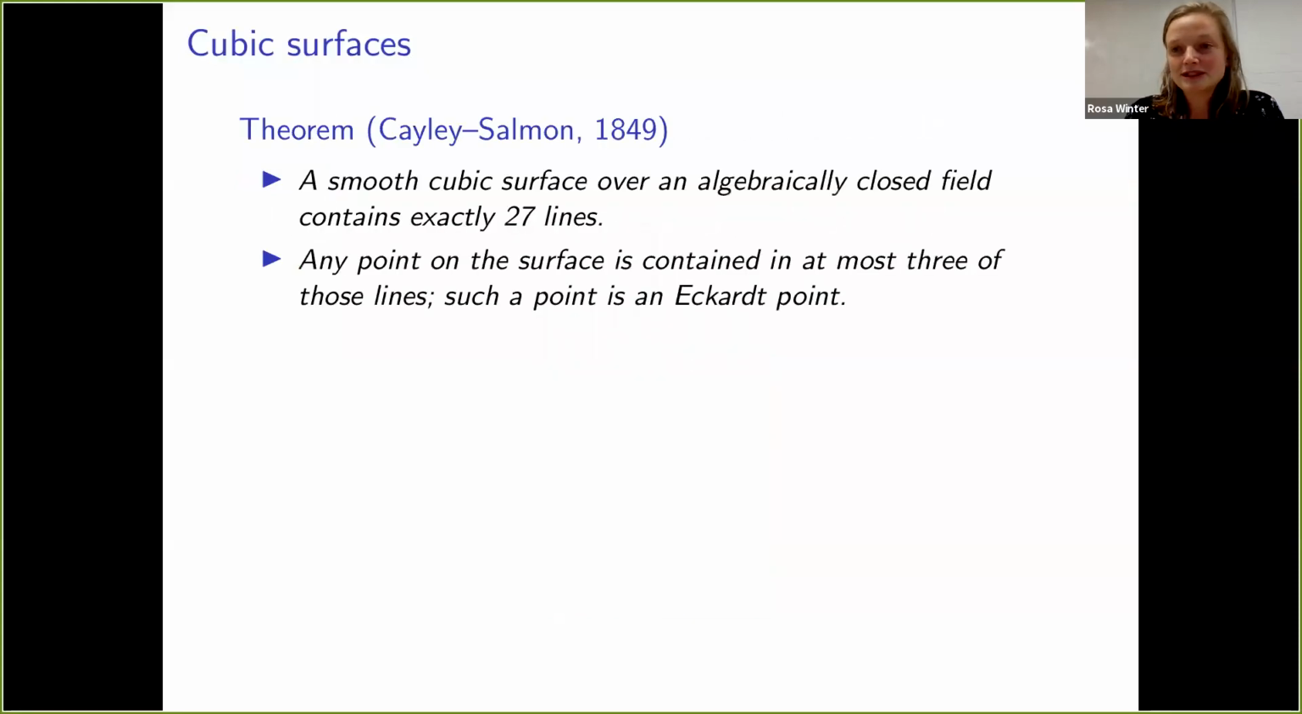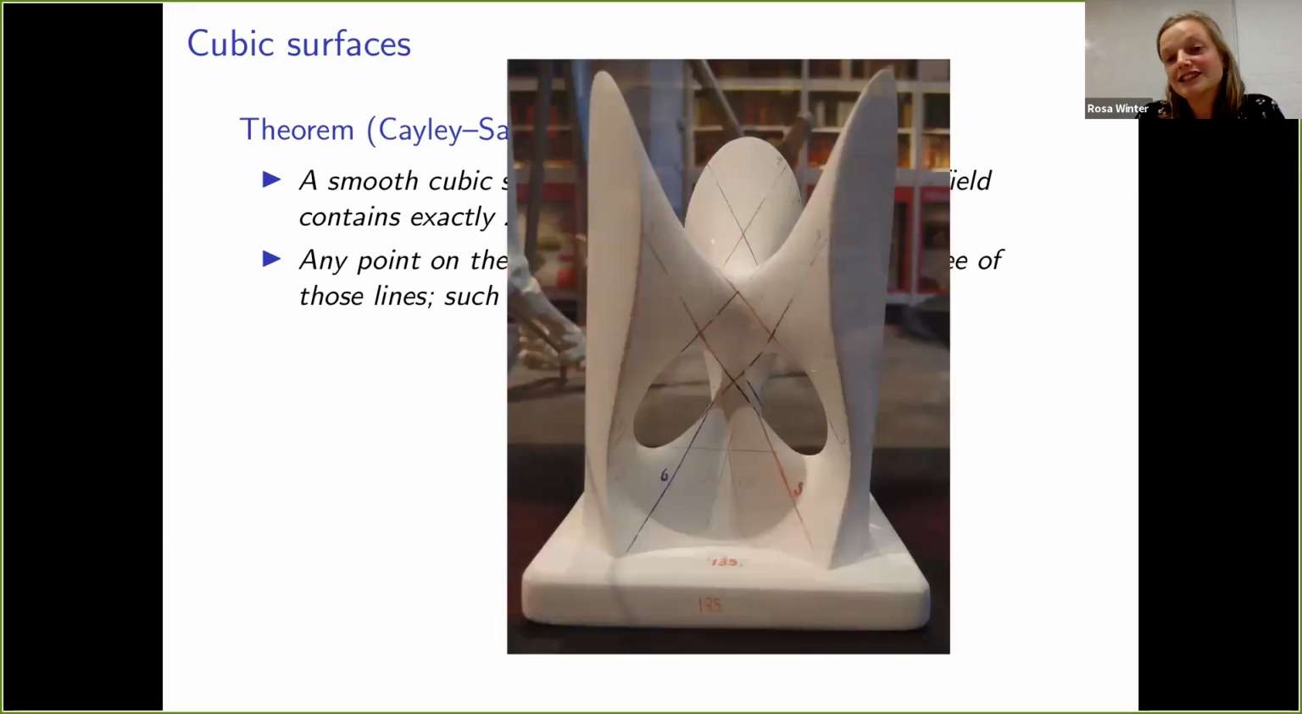A lot is known about these surfaces already for a long time. For example, we know that over an algebraically closed field, such a surface always contains 27 lines. And any point on the surface is contained in at most 3 of those lines. We call those points Eckardt points. And if you zoom in on this picture, you see all those lines.